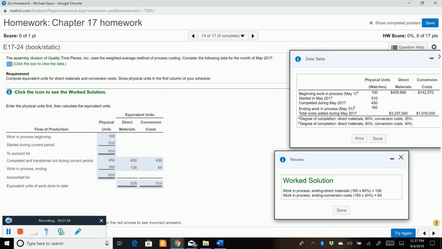If you add these amounts to what was completed and transferred out, that will give you the sum total equivalent units. For direct materials, it's 578, the 450 plus the 128. For conversion costs, it's 514, the 450 plus the 64.